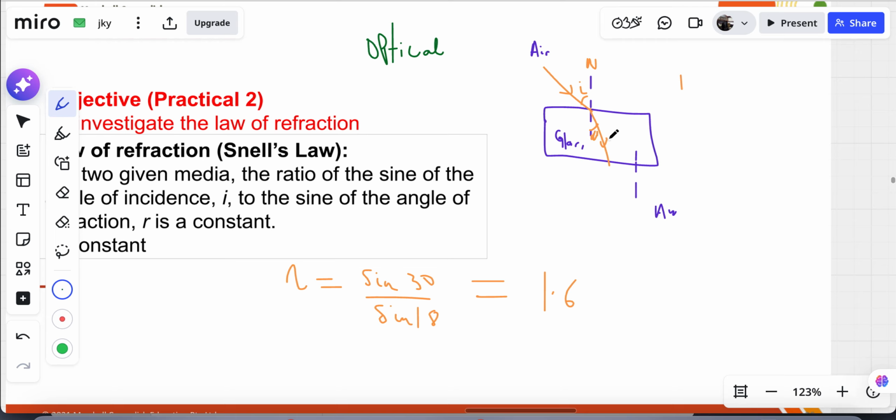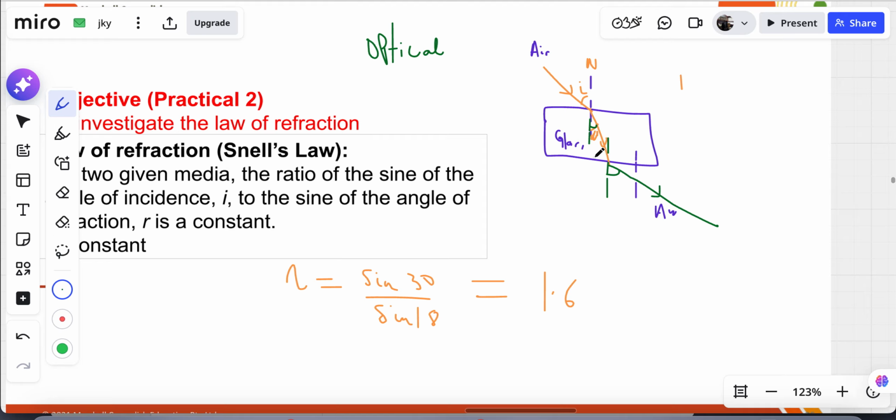But if it's now going out, let's say this is another normal, from glass to air again, it will bend away from the normal. Why? It's coming from a denser medium to a less dense medium. See, this angle is bigger, right? It's bigger than this small angle here. It will bend away from the normal.